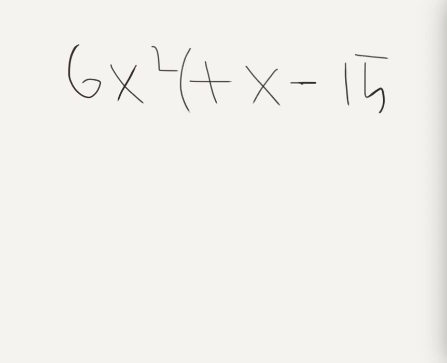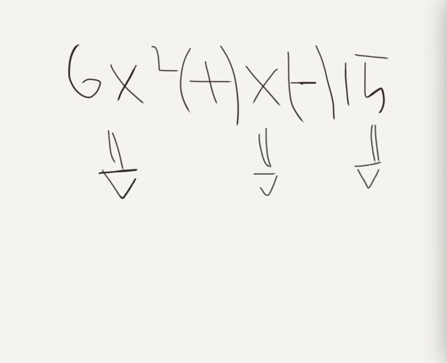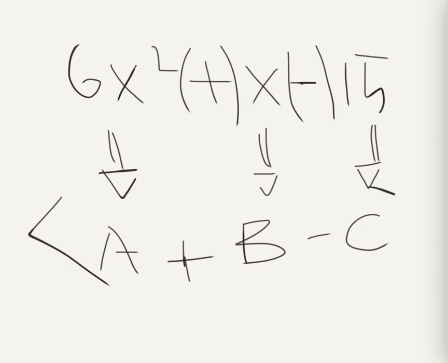6x squared plus x minus 15. As you notice, there are two integers there, a positive integer and a negative integer. And in between these, you can see that there are numbers, variables, a constant plus variables. So let's just make it an a, b, and c. So 6x squared is a, x is b, and negative 15 is c. So it's easier for you to classify things and do things later on.